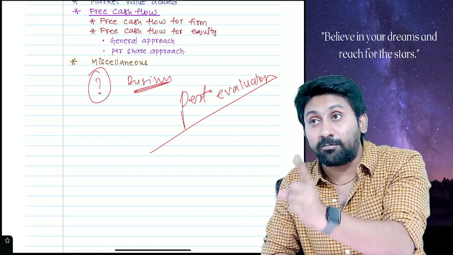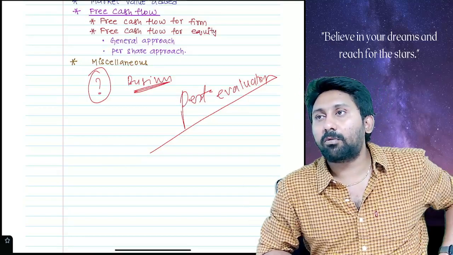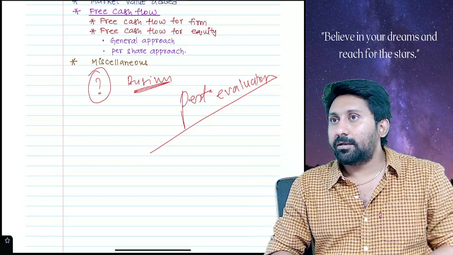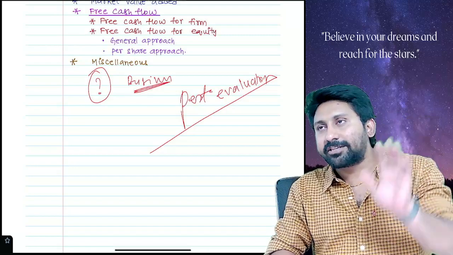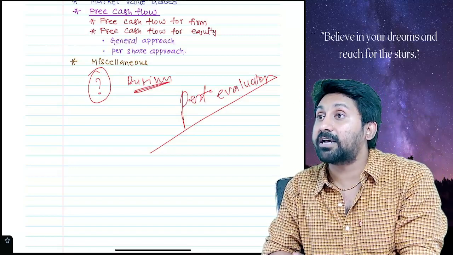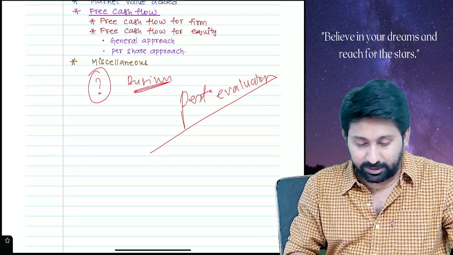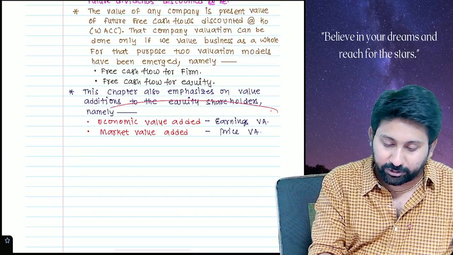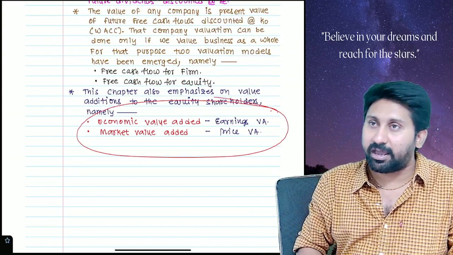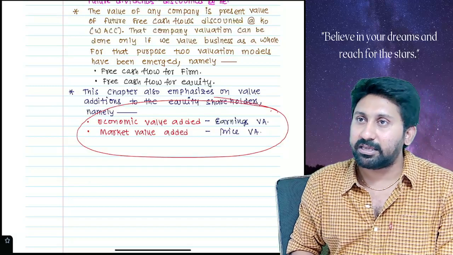Using an evaluation model called economic value added. Clear? I will see not only earnings growth, but also market price growth. Market price growth also the shareholder will look at. That's called market value added. Those are the two topics we are going to see. Earnings hike will be analyzed using EVA. Market price hike will be understood using a model called MVA.